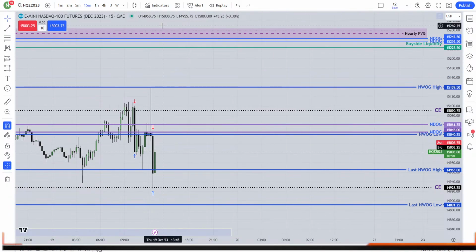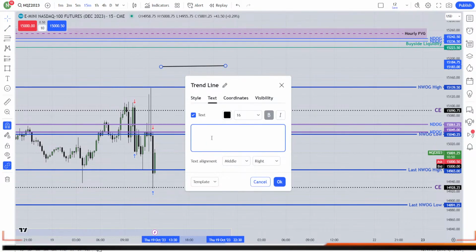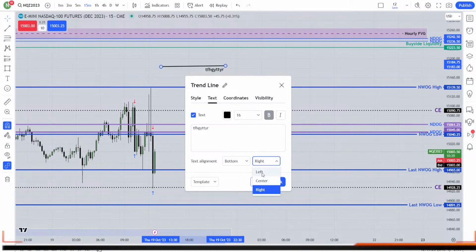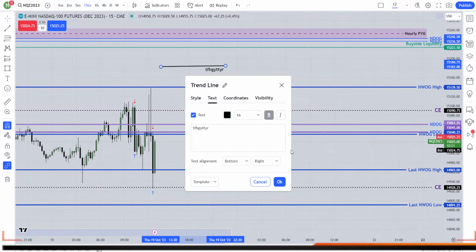Whatever. I mean, this is not for the fair value gap. If you just want to mark this one as your template, what will you do? You will go over there, settings, to the text. Whatever you write, write it down over here. You can choose from top or middle or bottom, whatever. Then this one is left or center or right, the way you like it. Write down something over here, the name. Just go to the template, save as, mark the template name, and save.